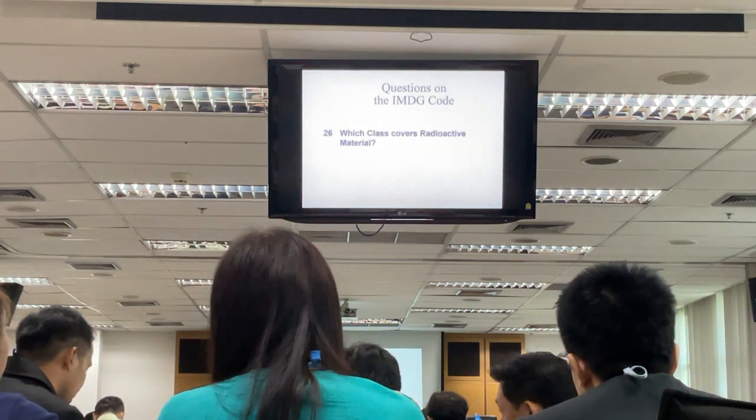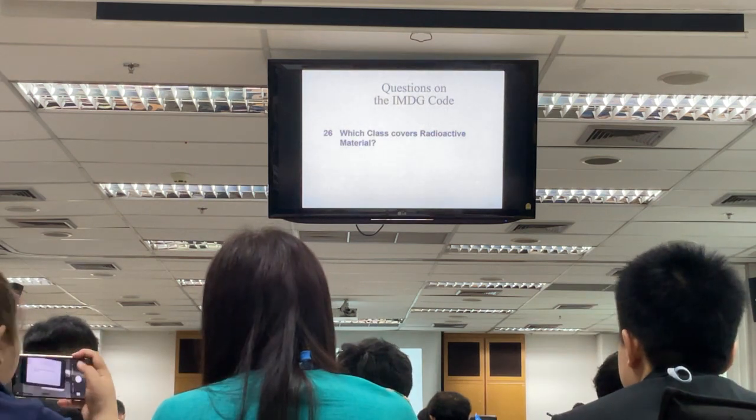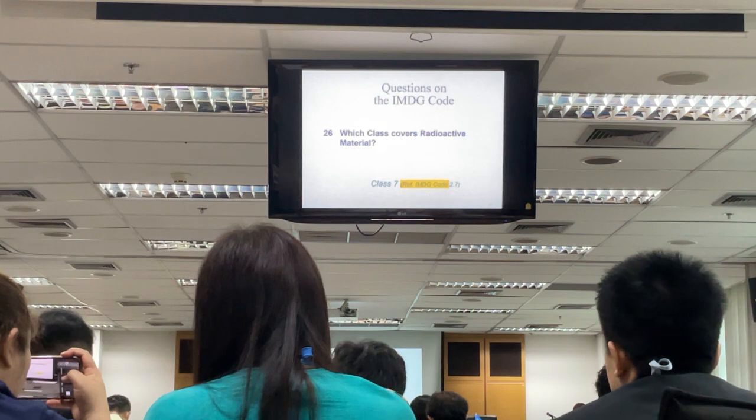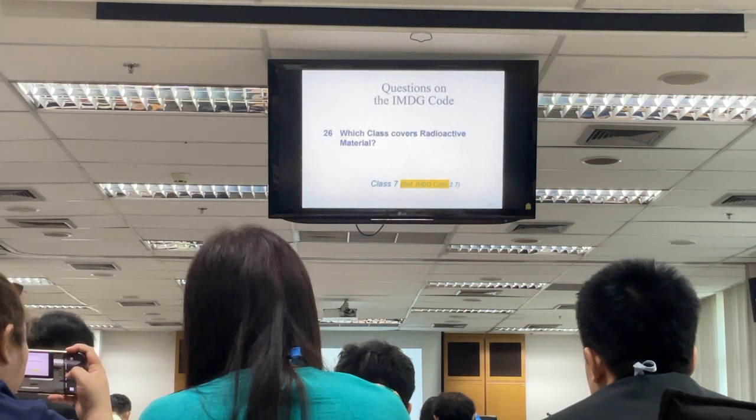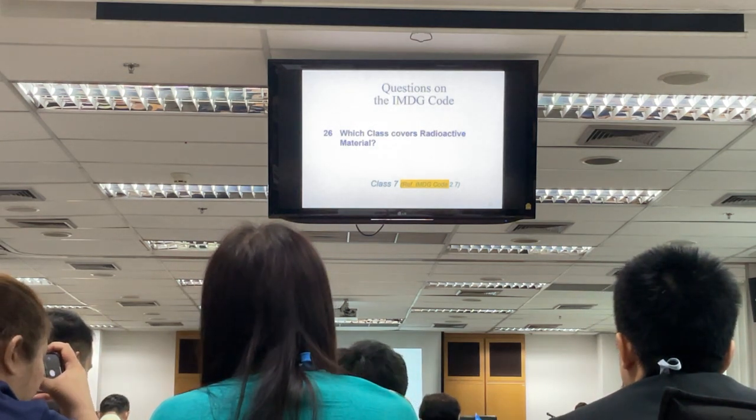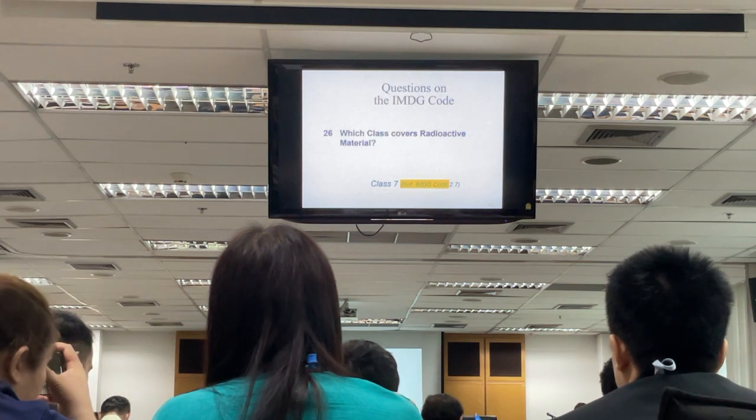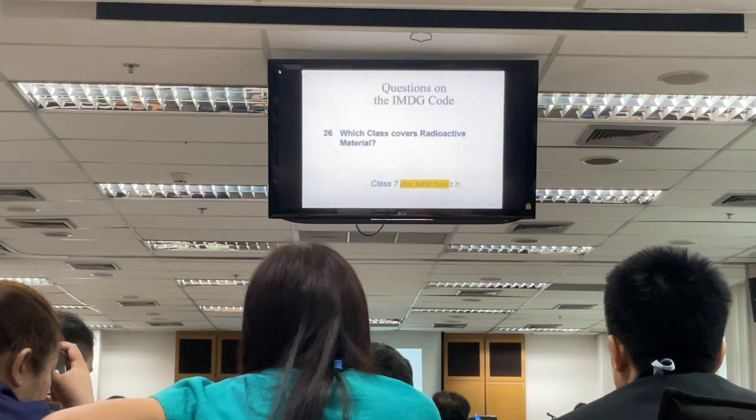26. Which class covers radioactive material? Class 7, thank you. Reference IMDG code, part 2, class 7. You know, 2 is the part, 7 is the class. It's always like that. 26 is class 6, toxics. 2 is the classification part. We always check like that.